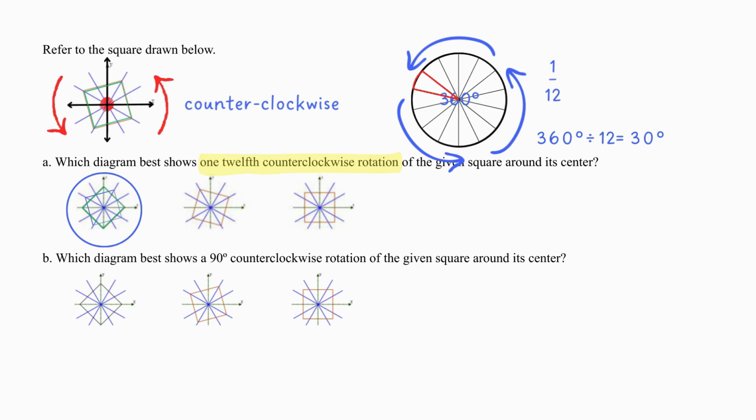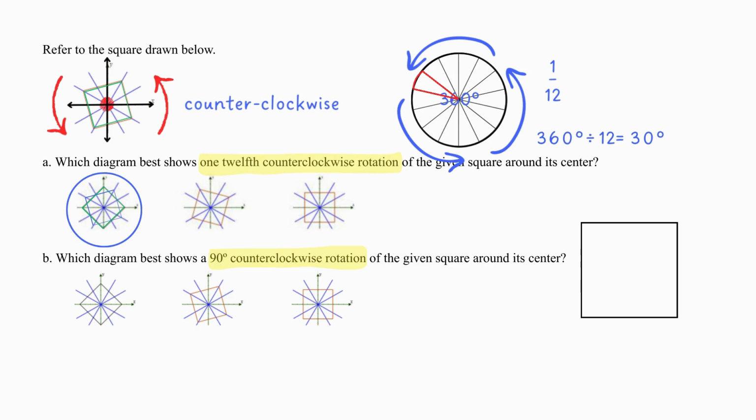Moving on to part B, the question is asking to find the diagram that has a 90 degrees counterclockwise rotation. Now let me start with the property of a square. A square is very special because all its sides are equal and all its corners are 90 degrees. Because a square is perfectly balanced, if you rotate it by exactly 90 degrees, it lands right back on top of where it started. It will look identical to the original image.